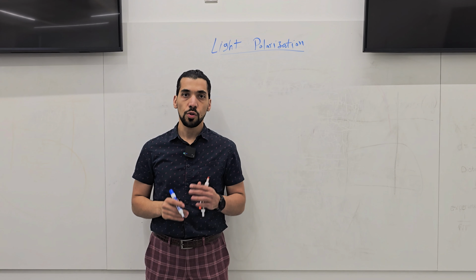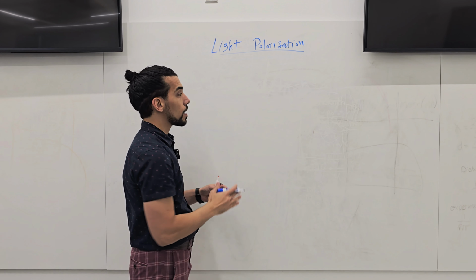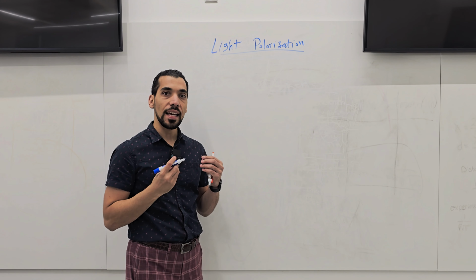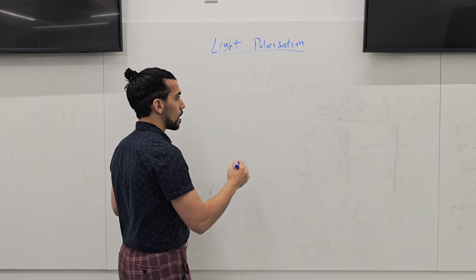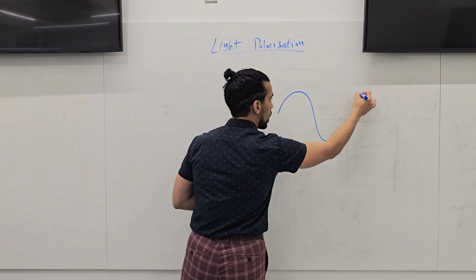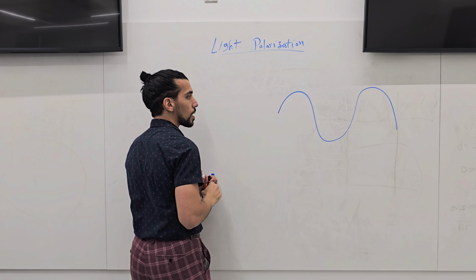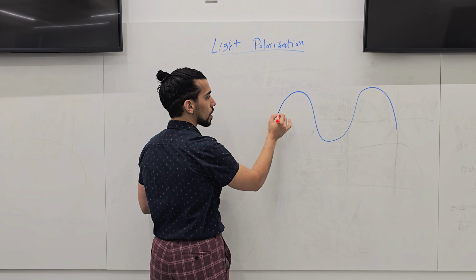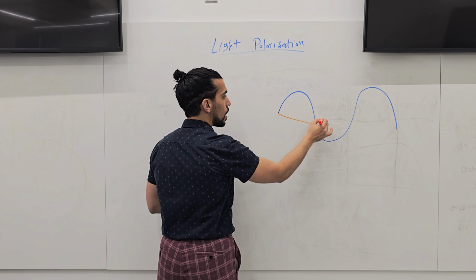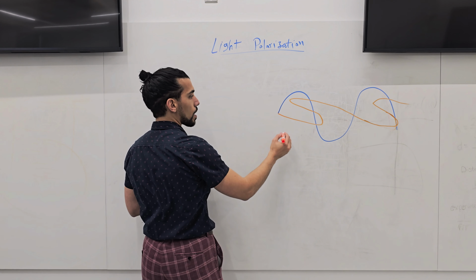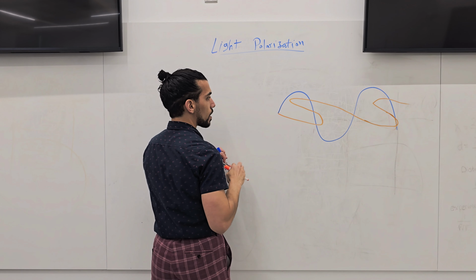Hello. Today we are going to talk about light polarization. As you know, light is an electromagnetic wave. So we have an electric wave and basically a magnetic wave which is perpendicular to this electric wave. So they are perpendicular to one another, so they have an angle.